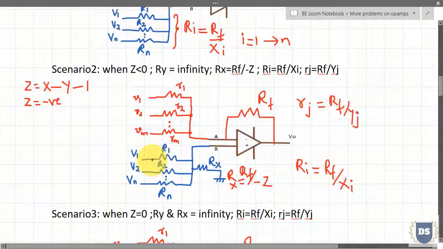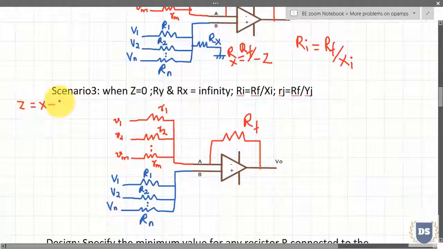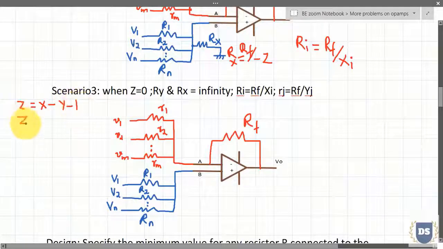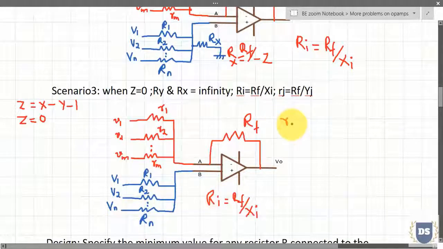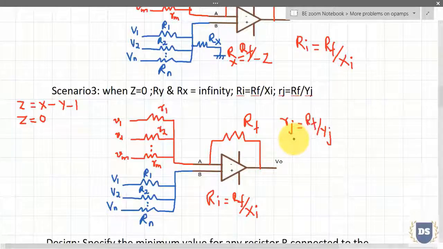And we have the third scenario, where the value of Z is equal to 0. After computing Z equal to x minus y minus 1, if I end up with Z equal to 0, then both the resistances Rx and Ry, associated with the non-inverting input terminal and inverting input terminal, will be equal to infinity. So in this diagram I have left out both Rx as well as Ry, and the resistances associated with the non-inverting input terminal are given as Ri, and the resistances associated with the inverting input terminal are given as Rj. So these are the three scenarios in which any given output expression can fall into.